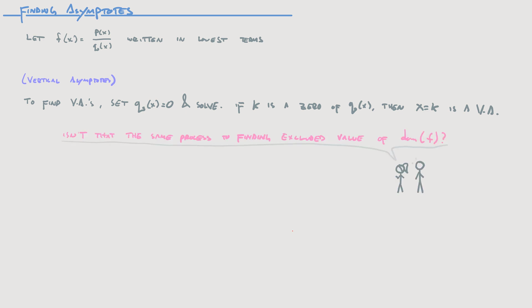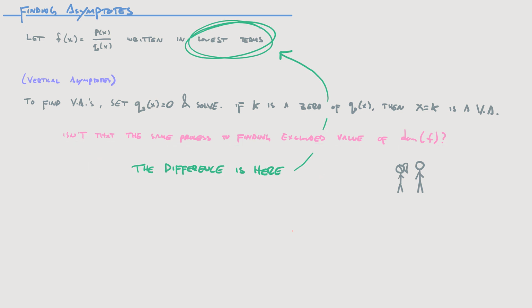Now you might be thinking, well, hold on, isn't that exactly the same thing that we did to find the excluded values of the domain, to find the things that aren't supposed to be in the domain? No, kinda. See, the difference is this: it is the same thing that we did when we found excluded values of the domain, but you do that before you simplify the function. To find a vertical asymptote, you have to simplify the function first. That's what lowest terms means.